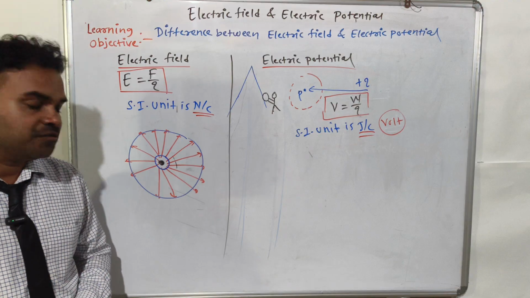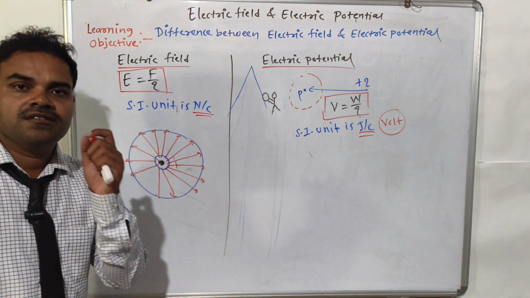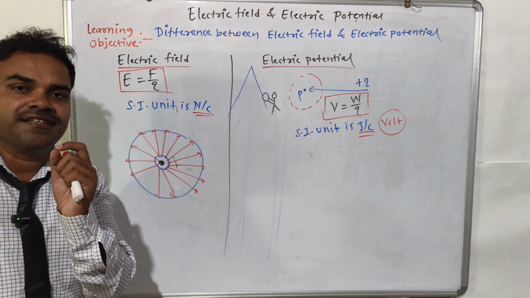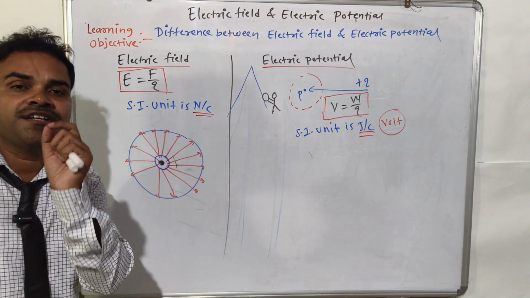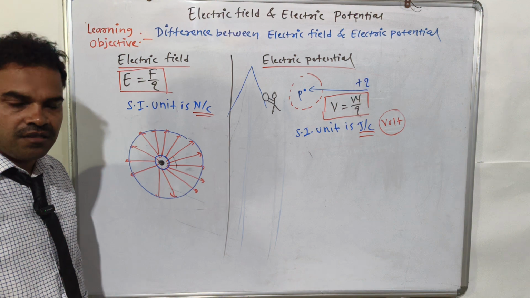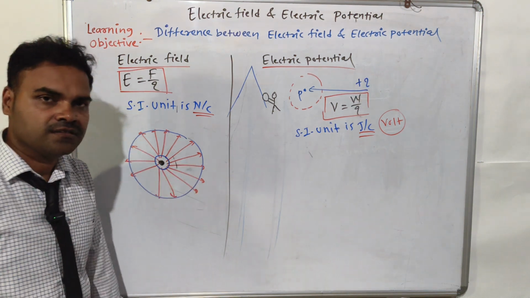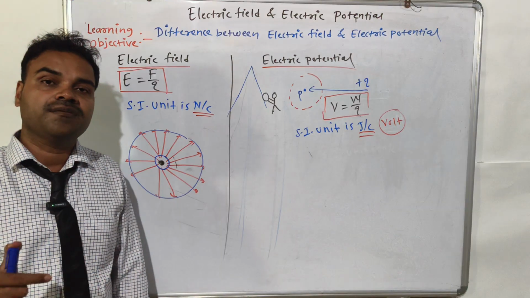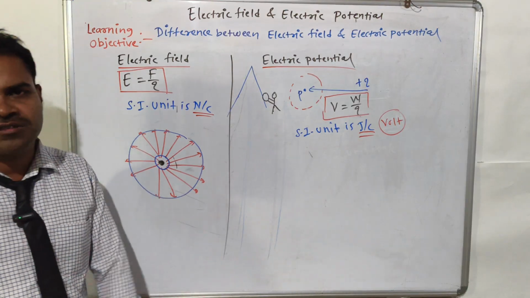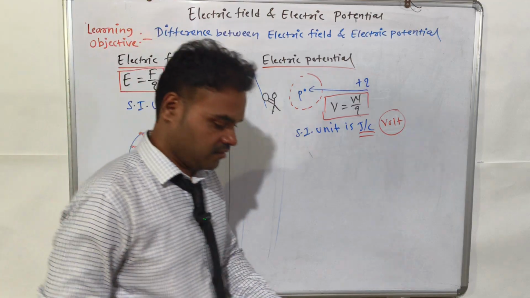Correct. Good. It is more near the point, because the field density, or we say the density of field lines, is more near the point, and the density of field lines is less away from the point. Therefore, the electric field is more near the point, because the density of field lines is more near the point.